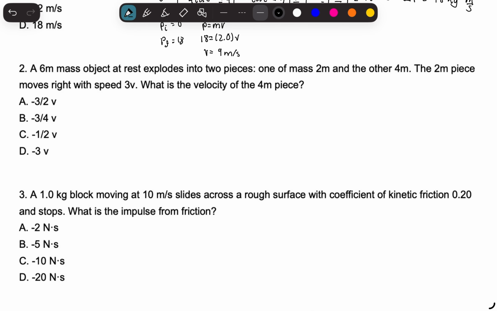Now for our next question, a 6m object at rest explodes into 2 pieces, one of mass 2m and another of mass 4m. The 2m piece moves to the right with a speed of 3v. What is the velocity of the 4m piece? If they explode, they're going to explode in opposite directions. The 2m piece is going to have a velocity equal to 3v, and the 4m piece has a velocity equal to something that we don't know.